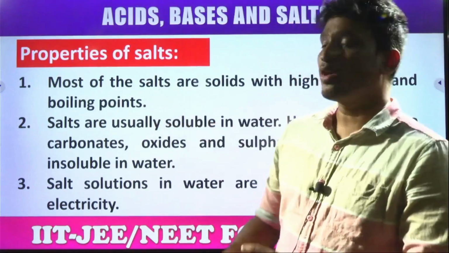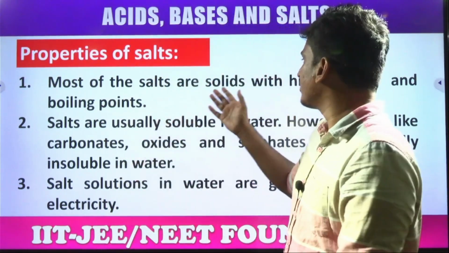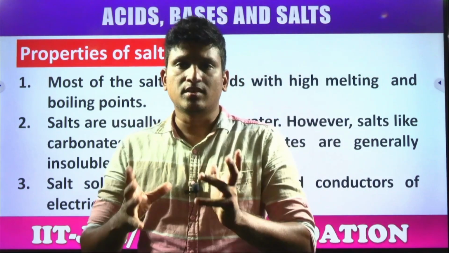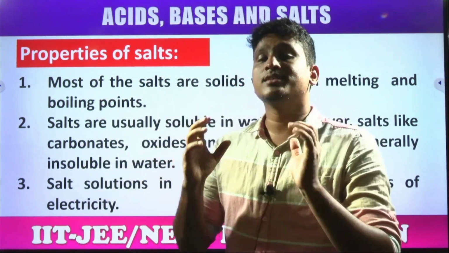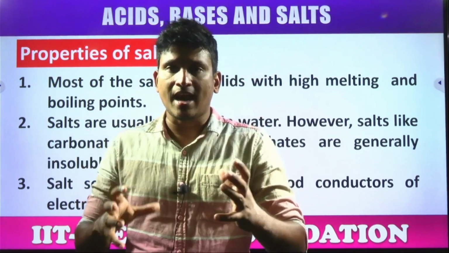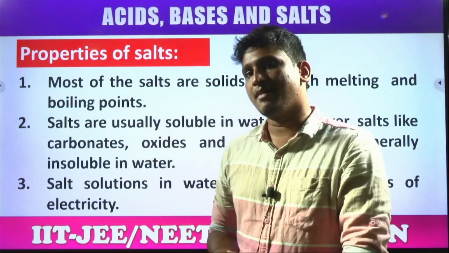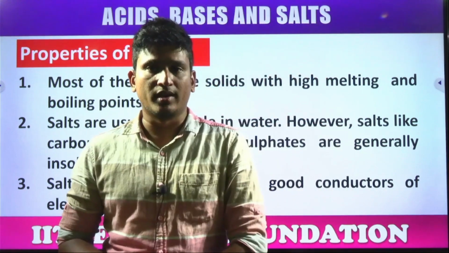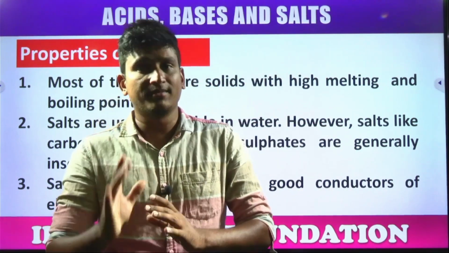So what are the properties of the salts? Most of the salts are solids with high melting and boiling points. That means these salts, which are highly ionic in nature, have very high melting and boiling points. The opposite ions combine in a crystal lattice, and the perfect arrangement of all these ions gives the salts high melting and boiling points. For example, let us consider sodium chloride. The melting point of sodium chloride is more than 1000 Kelvin.